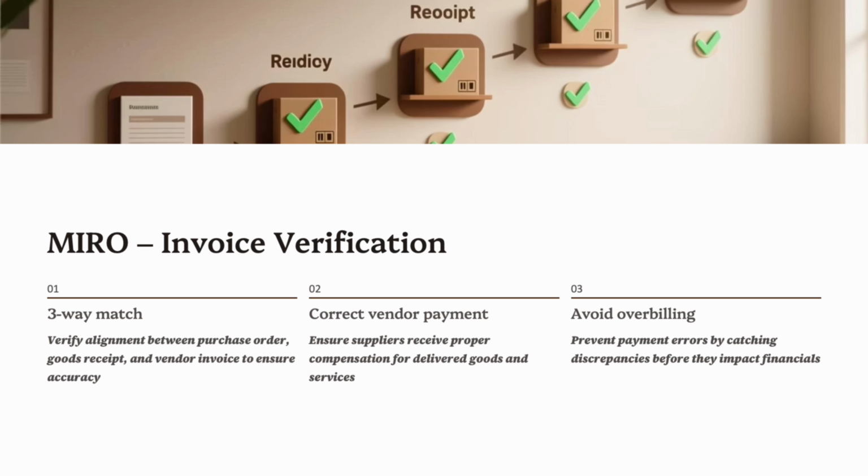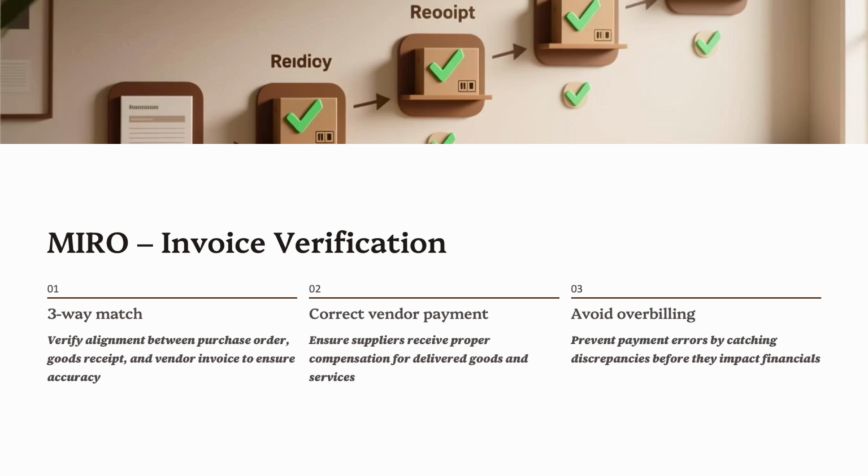Here's a scenario: your company ordered 100 laptops for $50,000. The vendor delivers them, the warehouse confirms receipt in MIGO, and then the vendor sends an invoice. In MIRO, you post that invoice and the system automatically compares it to the PO and GR. If the invoice says $55,000, SAP raises a block because it doesn't match.